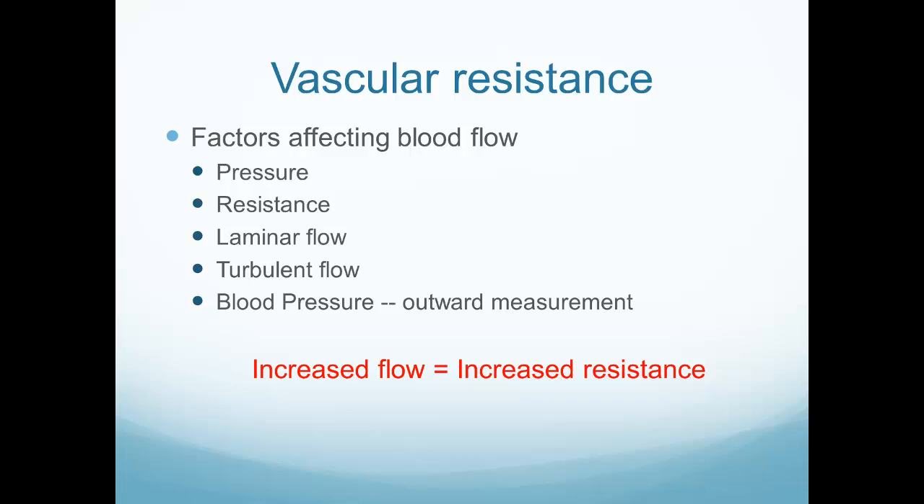Blood pressure is the outward measurement of all of these components put together. So we're going to put all these components together in the vessel, and then we're going to measure that by looking at our blood pressure. The more flow we have, the more resistance we have. That's what's talked about here in the bottom.